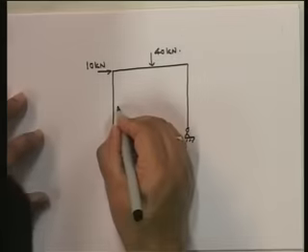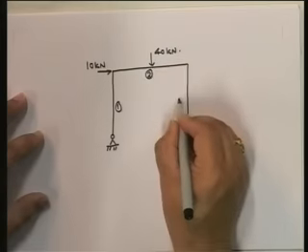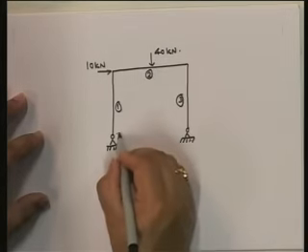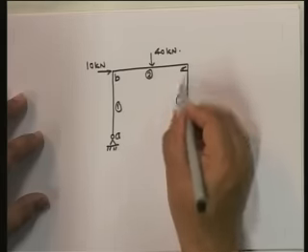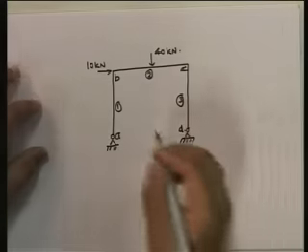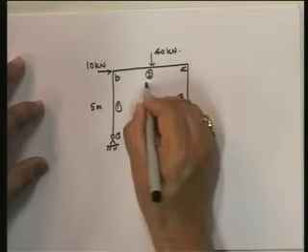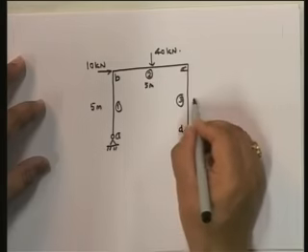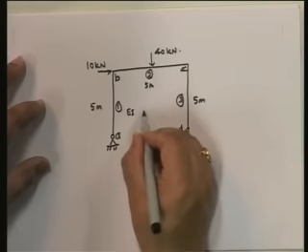So this is my member 1, member 2, member 3. This is A, B, C and D. All the members have the same EI and all of them are 5 meter length. This is at the center. All of them are the same EI.